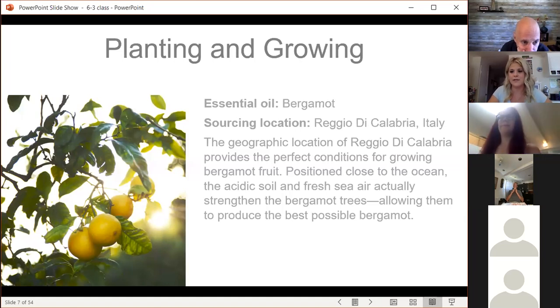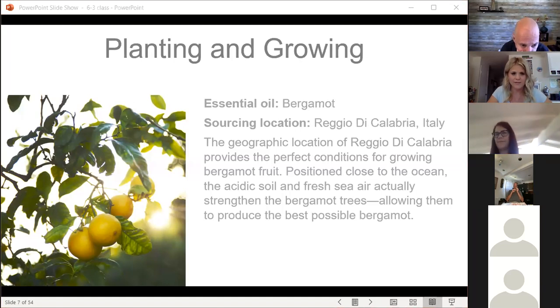So for example, a region in Italy has been a sanctuary for growing one of my favorite oils, which is bergamot. It's got a very, very unique climate and soil. Because it's located close to the ocean, the soil is acidic, and the fresh air from the ocean sea helps strengthen the bergamot trees, which then allows us to produce the best fruit for the bergamot essential oil. This is just such an amazing essential oil.